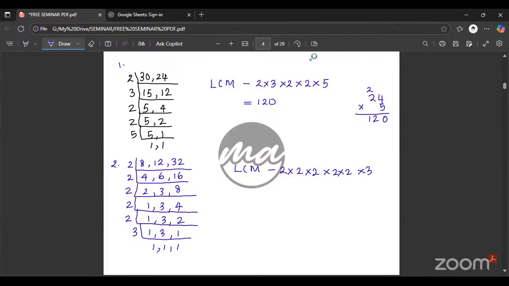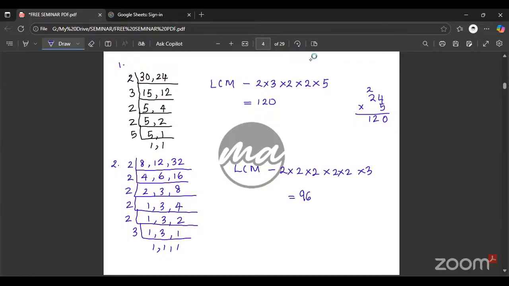So 2 into 2 is 4. 4 into 2 is 8. 8 into 2 is 16. 16 into 2 is 32. And 32 into 3 is 96. Your LCM is gonna be 96.